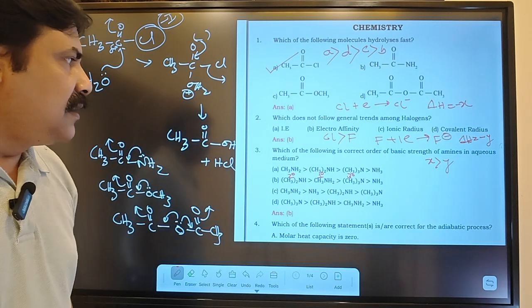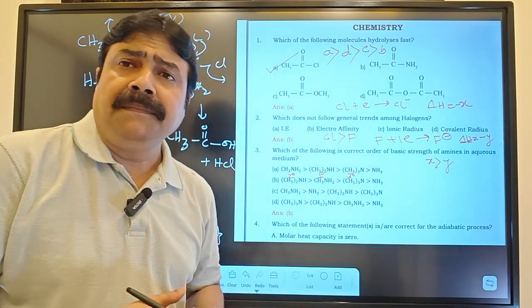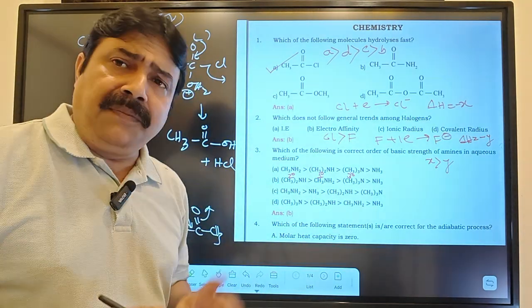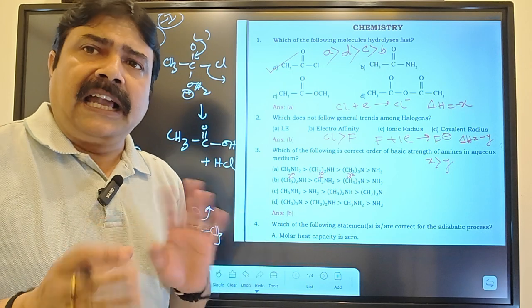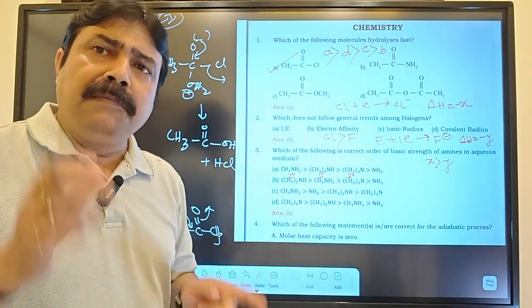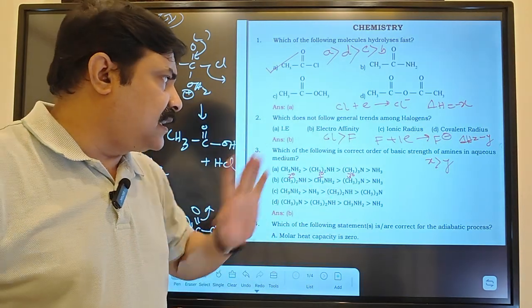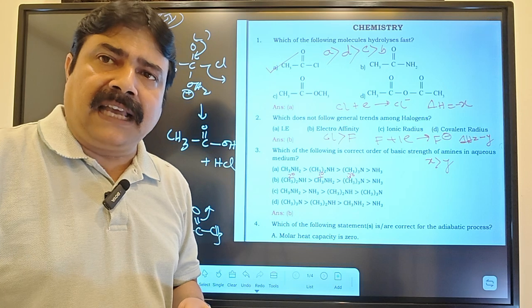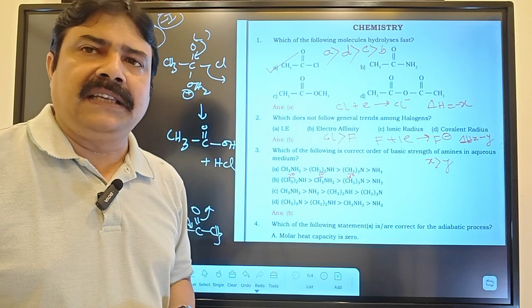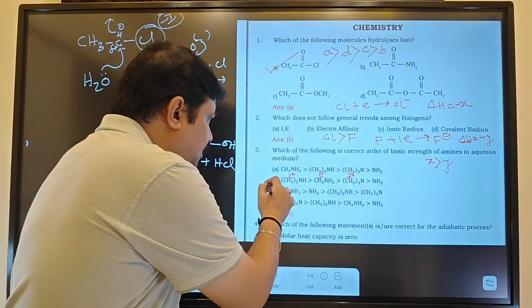So that's why the basicity order is 2 degree amine greater than 1 degree and 3 degree. In between 1 degree and 3 degree, if methyl is there, 1 degree is greater than 3 degree; if ethyl is there, 3 degree is greater than 1 degree. That's why the second option will be the answer.